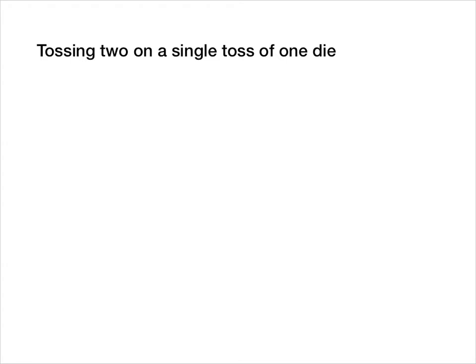Okay, so let's work some problems here. Say, tossing a 2 on a single toss of one die. So that's just a simple event. So we're going to toss the die once. One of those sides has a 2, so the number of favorable outcomes would be 1, and the number of total possible outcomes is 6. So then the probability of a 2 equals 1 over 6.